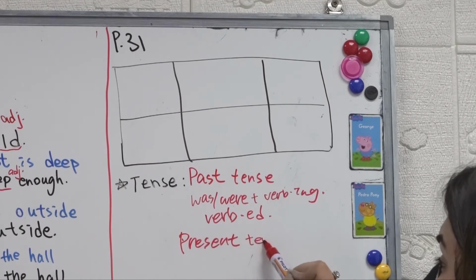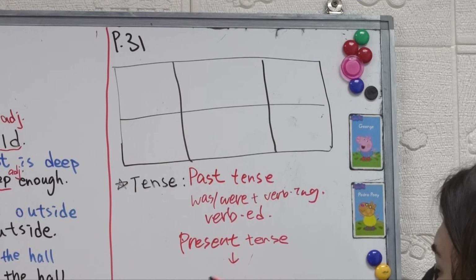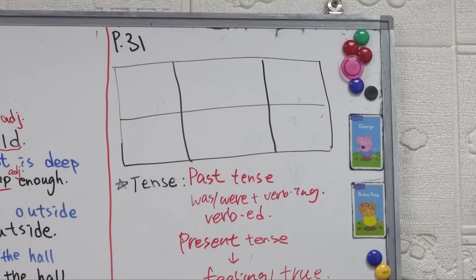Present tense to talk about feelings or something that is true, okay? Present tense is just used to talk about feelings and something that is true, okay? Your personal feelings or something that is true about those animals, okay?